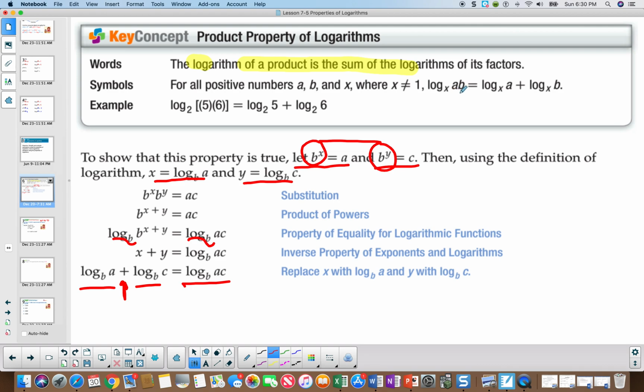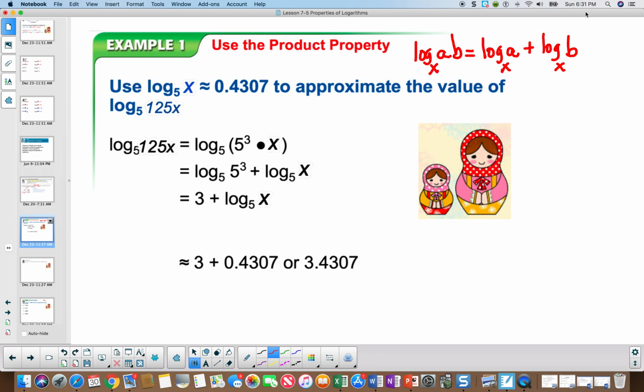So the log of a product, you can separate it by log base x of a plus log base x of b. All right, so here's the property right here, and we're going to use the property to go ahead and figure out this expression right here. So we know 125x is really 5 to the third power times x. So it's a product like a times b. So we can separate them. Log base 5 of 5 to the third plus log base 5 of x. And these will undo each other to create 3. And we have a value for that that's right here. We're going to put it in and we're going to get this answer.